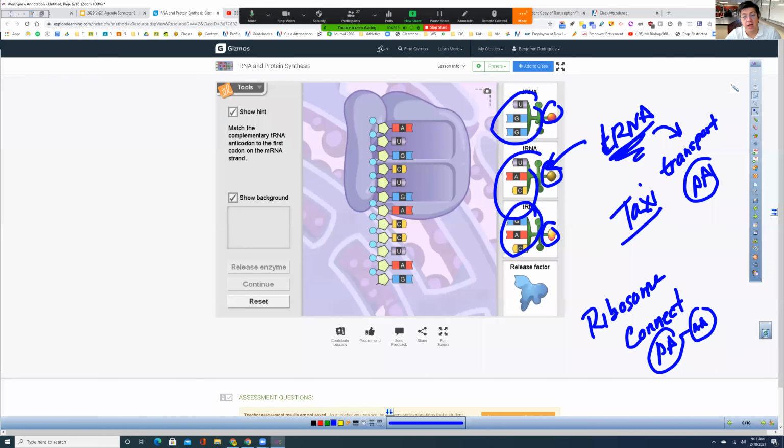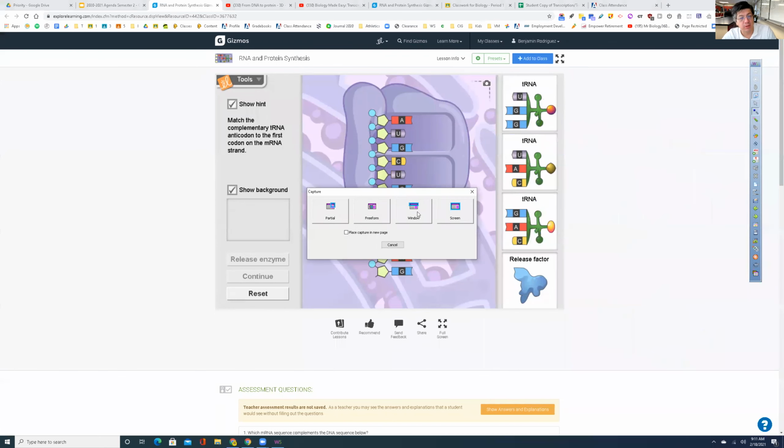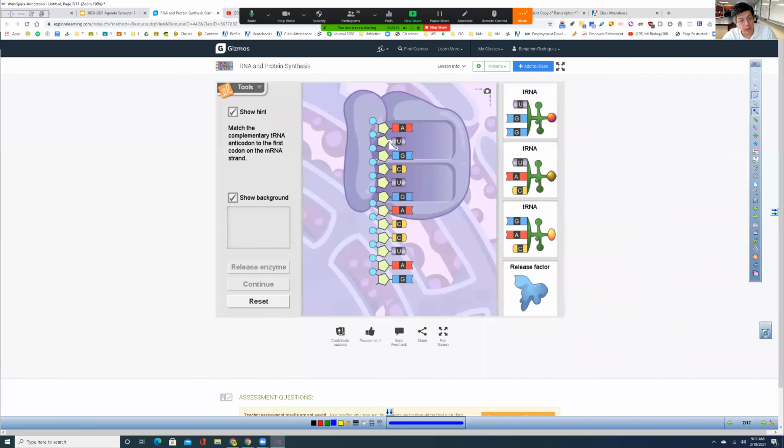All right. So now let's go ahead and see how this works, okay? So now, how do we read the mRNA? Who remembers? Who remembers how we read the genetic code? I taught this to you guys already. Daryl, how do we read it?